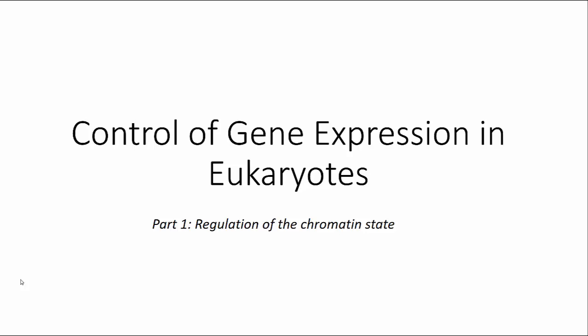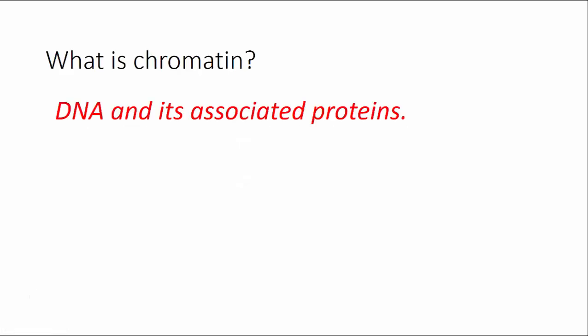A few years ago, scientists began to realize that there is a whole additional layer of regulation that is found in eukaryotes, and it has to do with regulation of the chromatin state. In other words, the accessibility of DNA for things to bind to it and for it to be transcribed. So first I need to introduce a term. This term is chromatin, and chromatin is a word that refers to the DNA and all of the associated proteins that are found with the DNA.